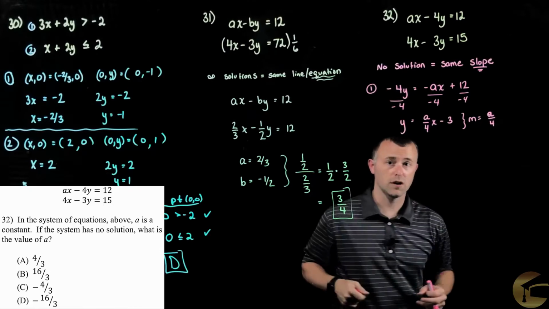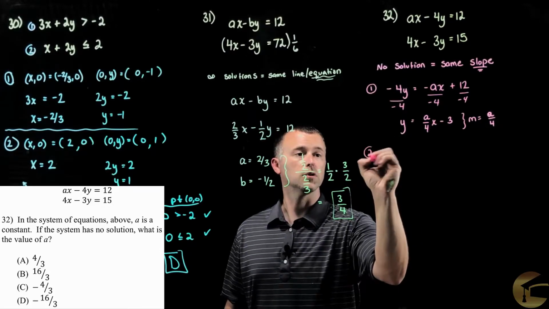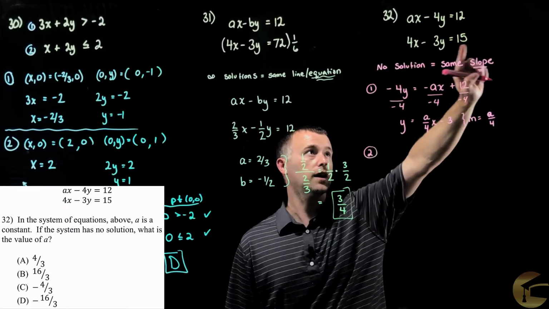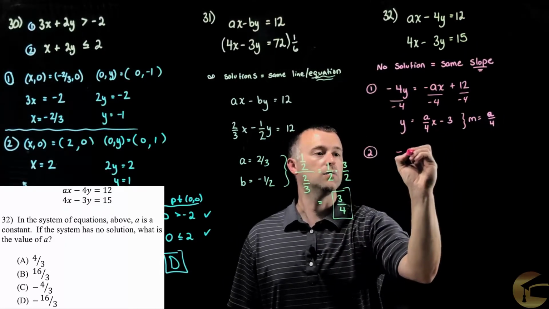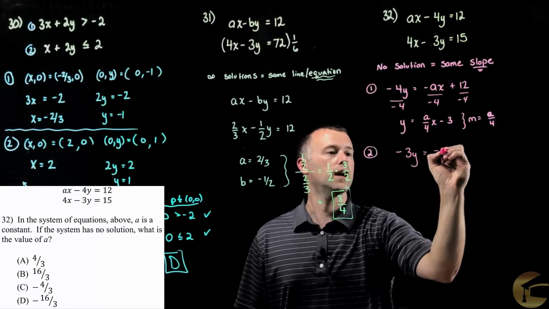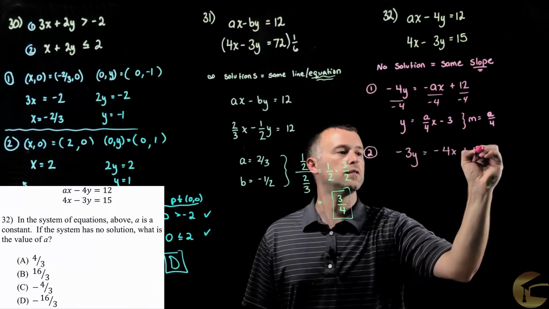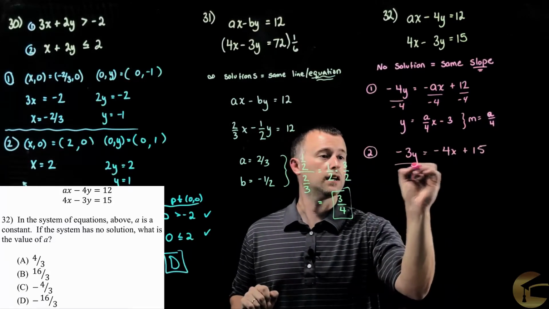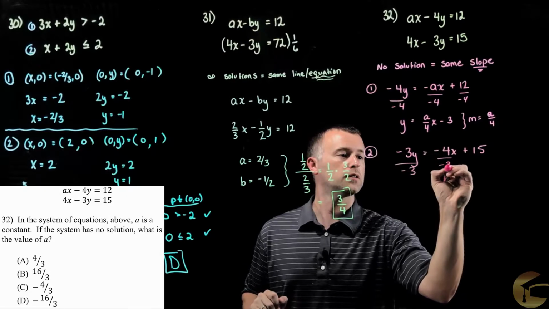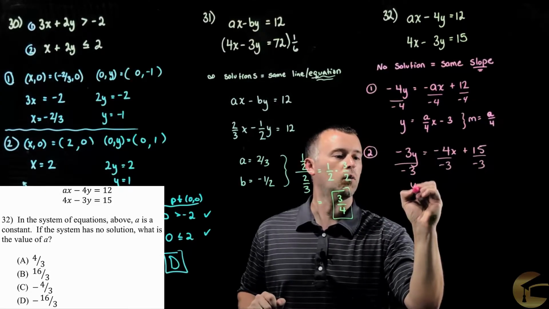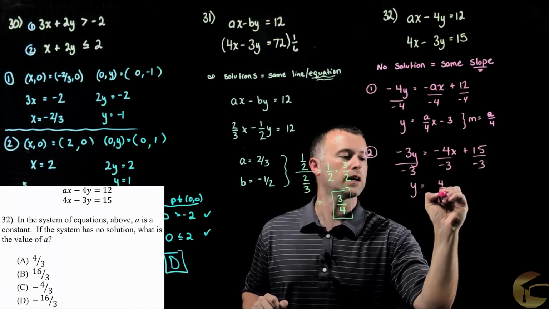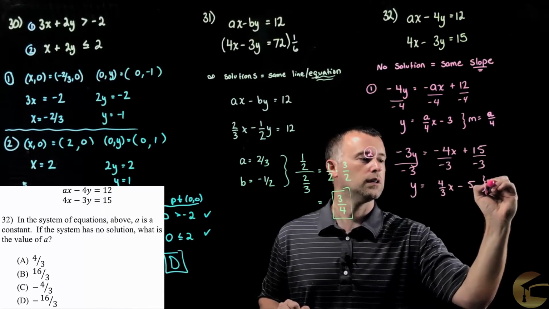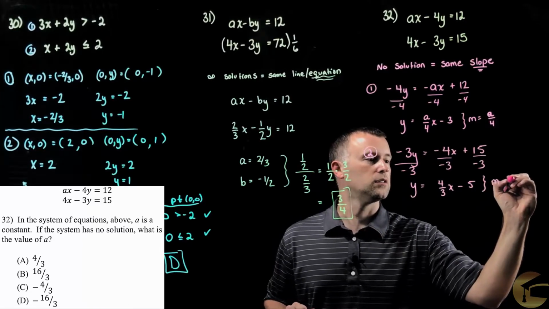I know the slope is a over 4. Now I'm going to go to equation number 2. I'm going to find the slope of that one. I'm going to start the same way. I'm going to take this 4x and move it to the other side. That'll give me negative 3y is equal to negative 4x plus 15. Again, I want to solve this for y. So I'm going to divide both sides by negative 3. So I now have y equals 4/3 x minus 5. I don't really care about the 5, but that's what it is anyway. So m in this case is equal to 4/3.